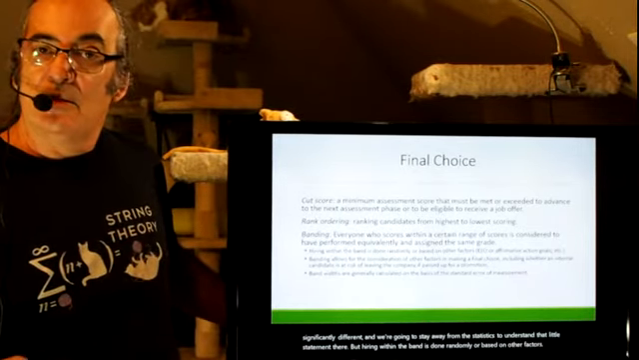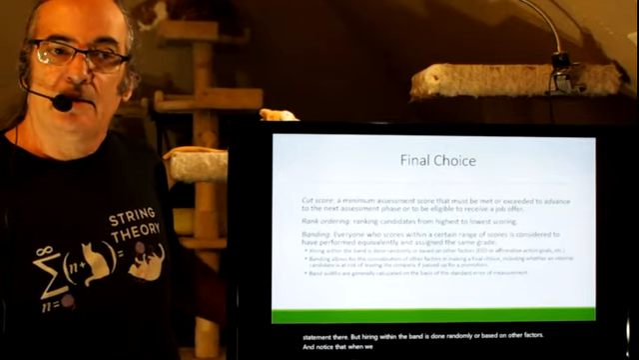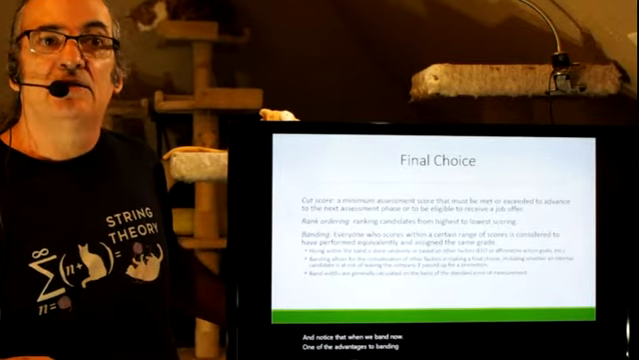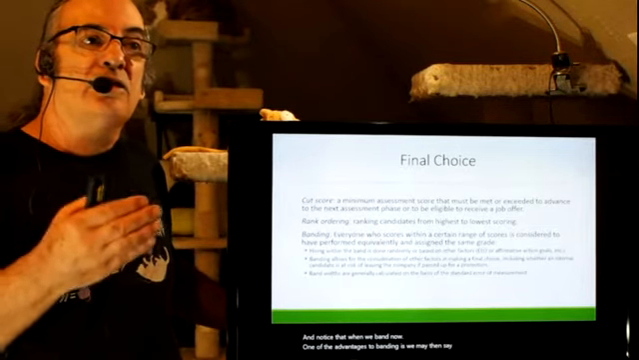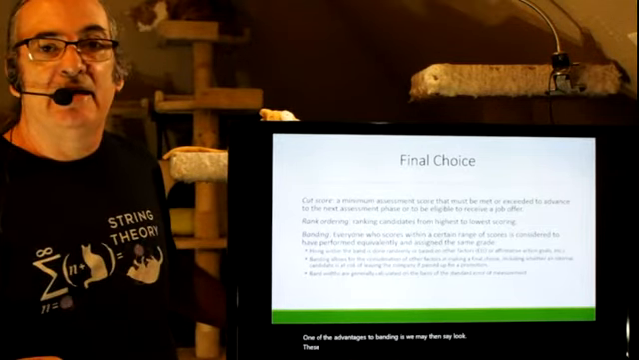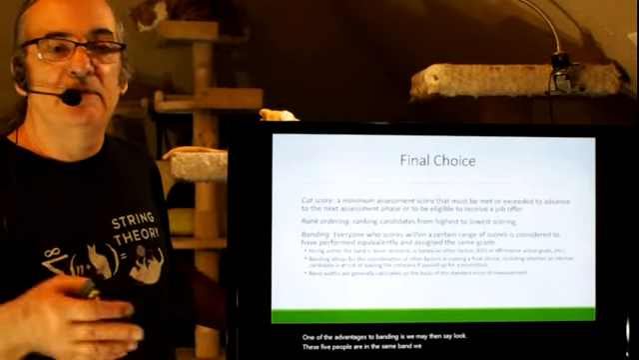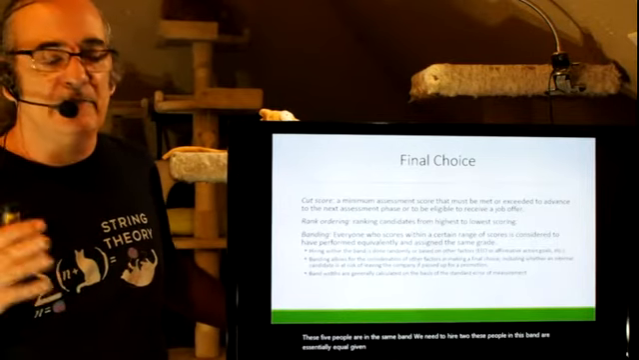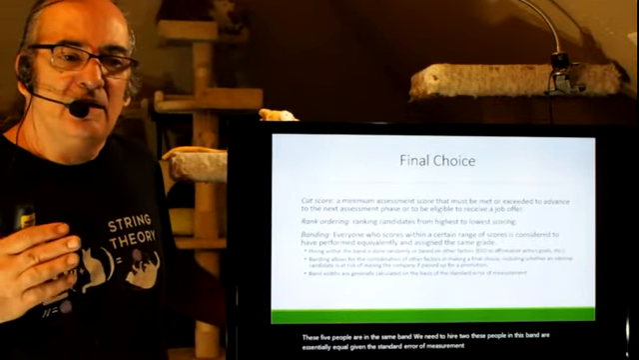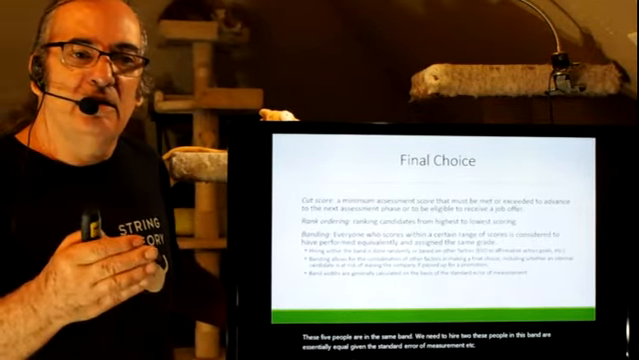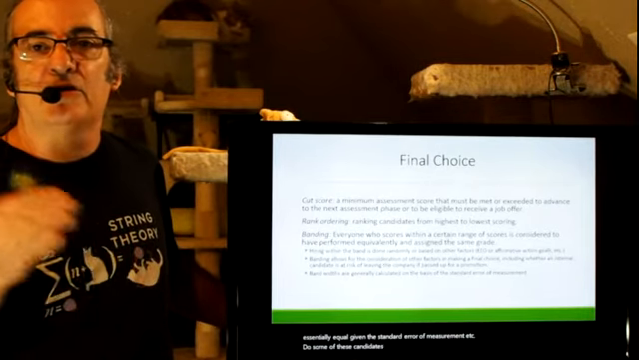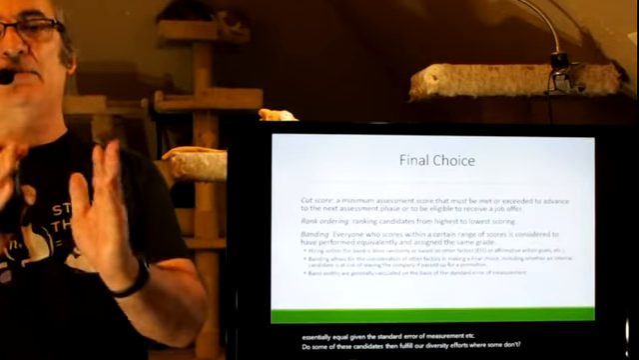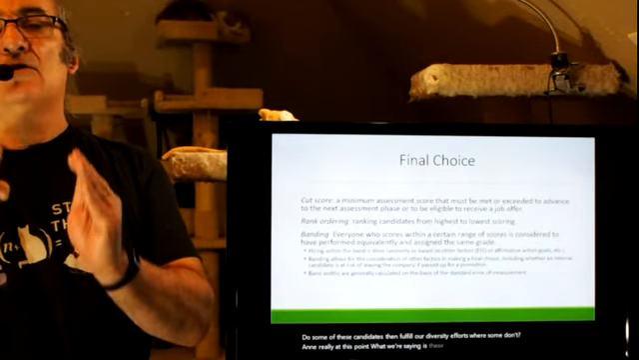And notice that when we band now, one of the advantages to banding is we may then say, look, these 5 people are in the same band. We need to hire 2. These people in this band are essentially equal, given the standard error of measurement, etc. Do some of these candidates then fulfill our diversity efforts where some don't? And really, at this point, what we're saying is these 5 people are equal. So how do we decide?